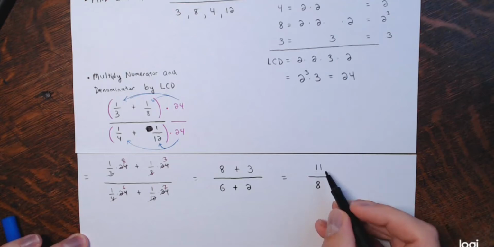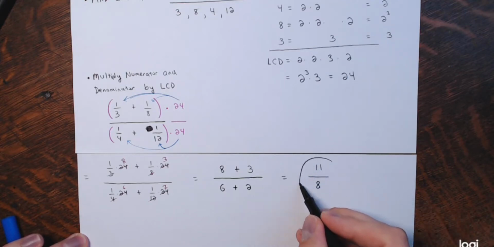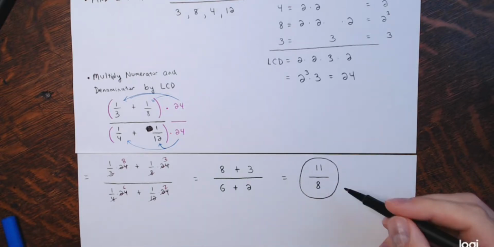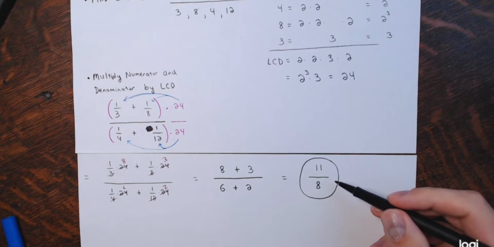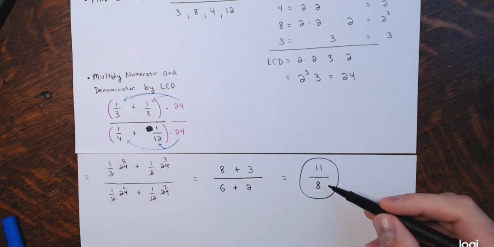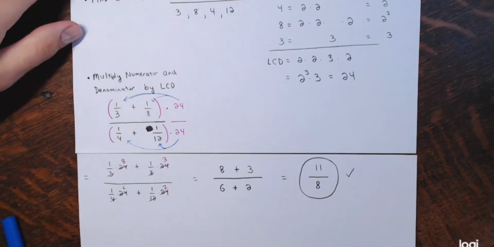And 11/8, this is as simple as it gets, right? 11 and 8 don't have any common factors. And there you go, there is the final result. We're asked to eventually write it as a simplified single fraction, so the numerator and denominator have no common factors. All right, well now I would like to check my result.